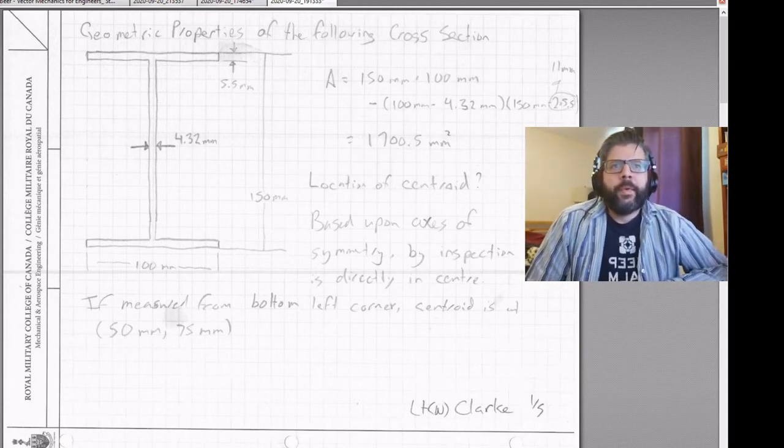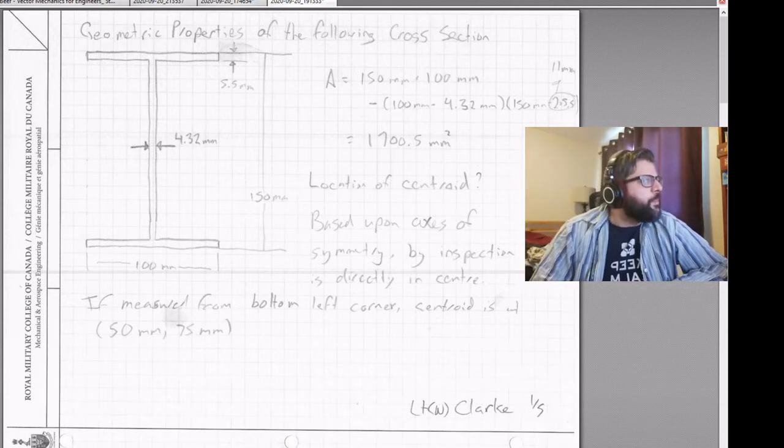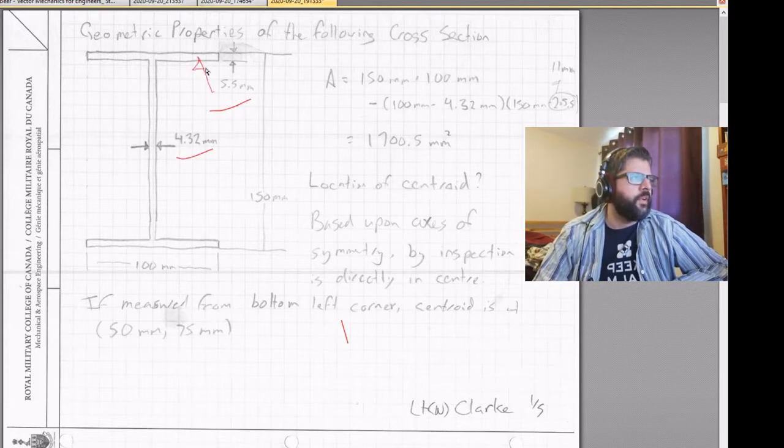Okay, so the problem we'll be working on is figuring out the geometric properties of this cross-section. We've got what is obviously an I-beam here. Its depth is 150 millimeters, its width is 100 millimeters, and the thickness of the web is 4.32 millimeters. The thickness of the flanges is 5.5. Flanges, web, flange.